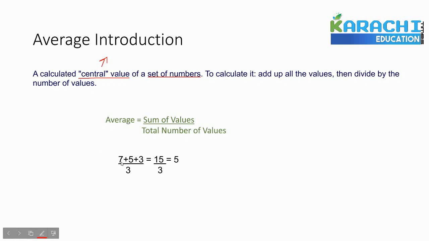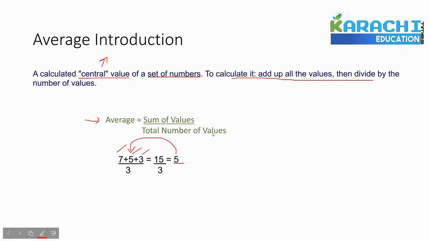So for example, if we have a set of 3 values, 7, 5 and 3, then we will add them up and divide by 3. That is 15 divided by 3. The answer is 5. And 5 is the representative value, or the central value, of this set. So average is equal to the sum of values divided by the total number of values. This is the formula that we are going to use for the whole of our tutorial.